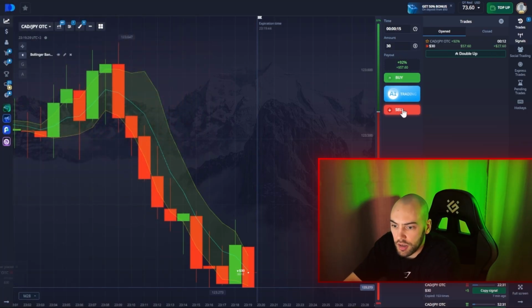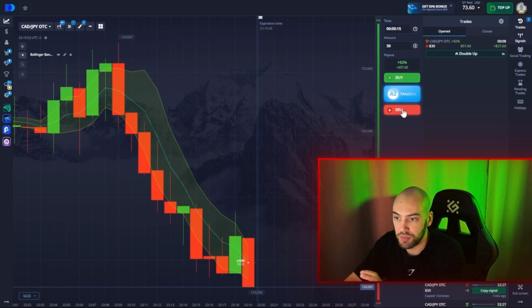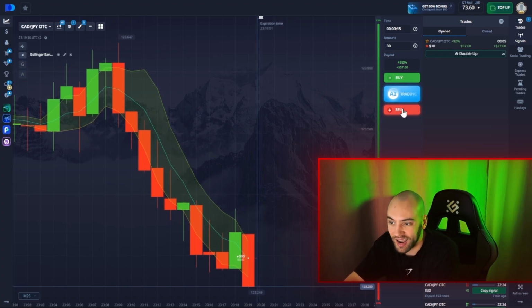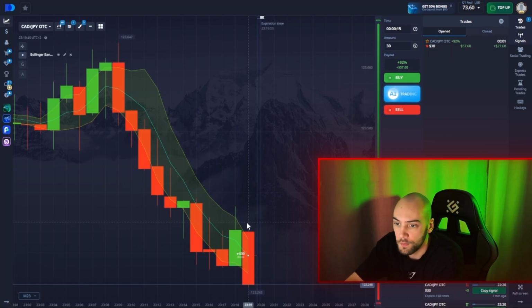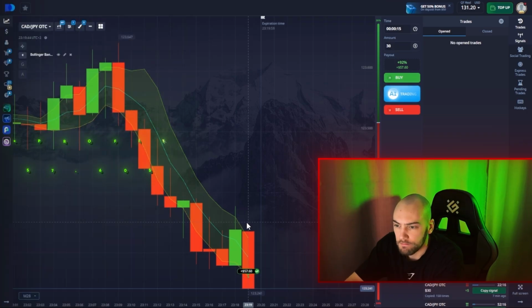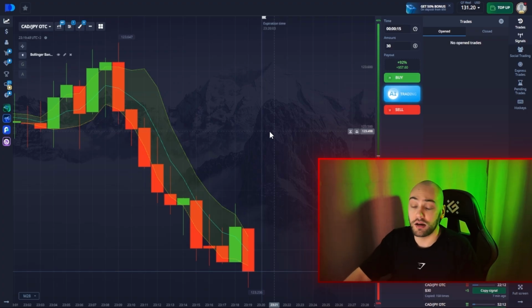Okay, so I open a sell when the band touches the middle line and the downward movement begins. So it's crucial to enter timely, and this indicator helps us a lot with that. So let's just wait. And we close in profit. Already 130 in the bank.